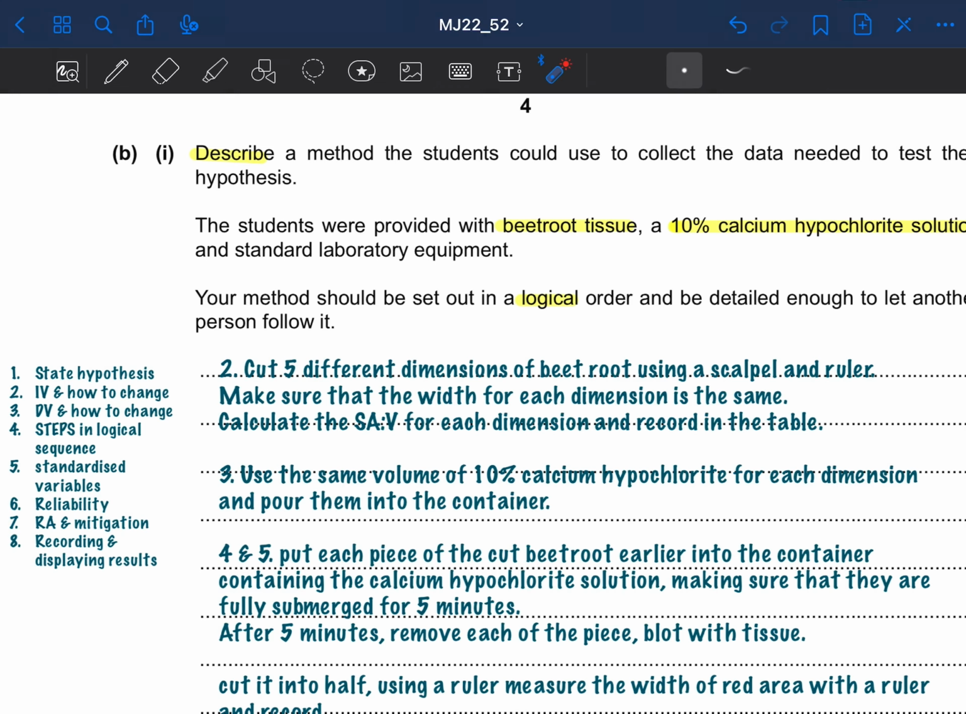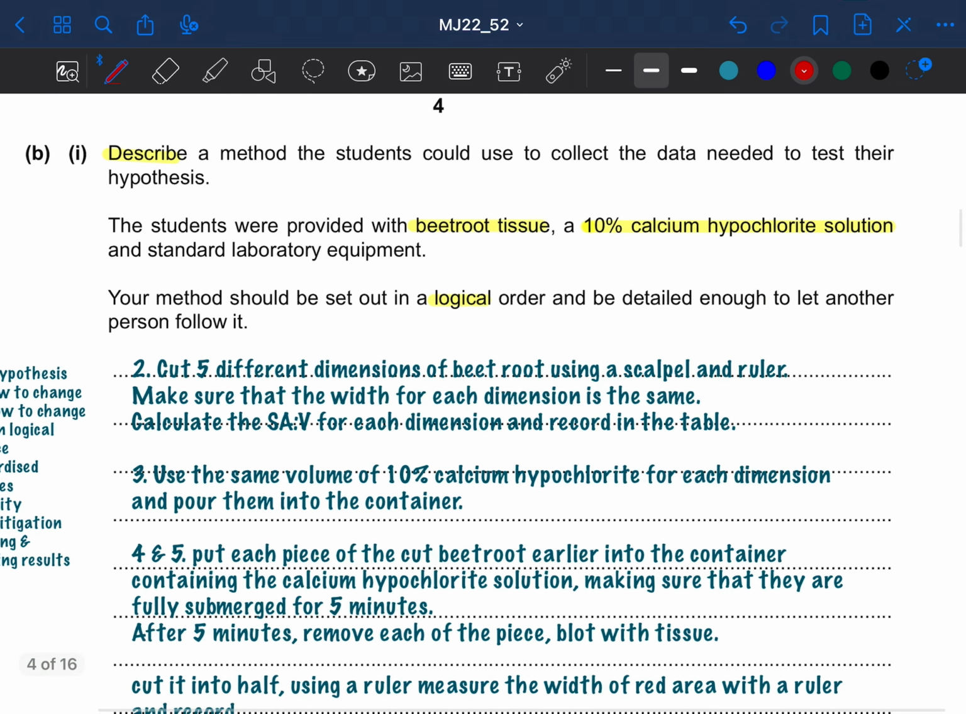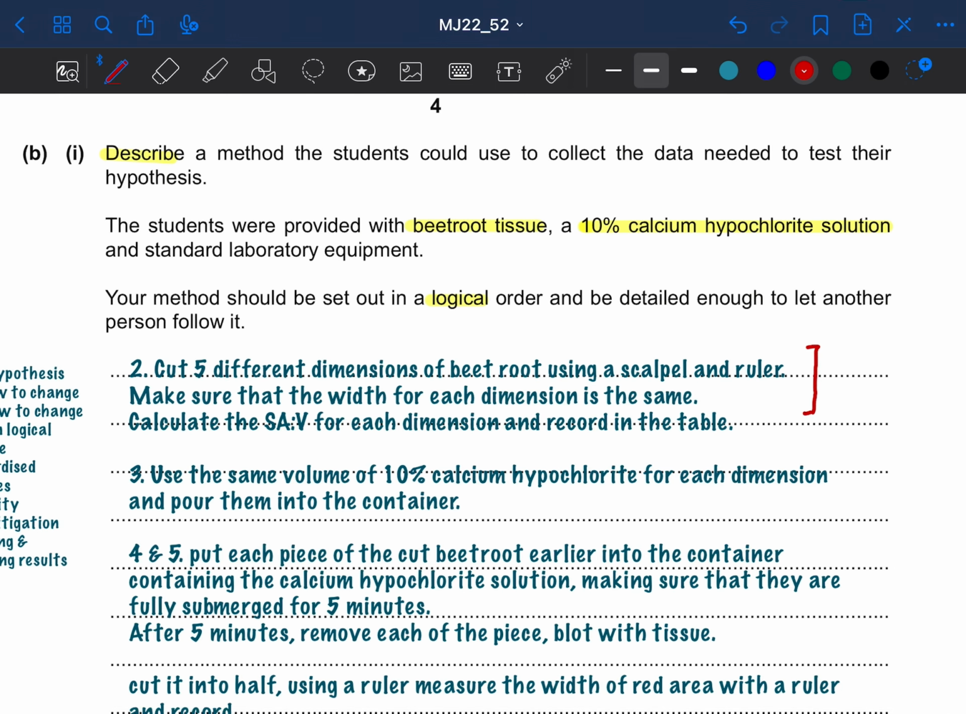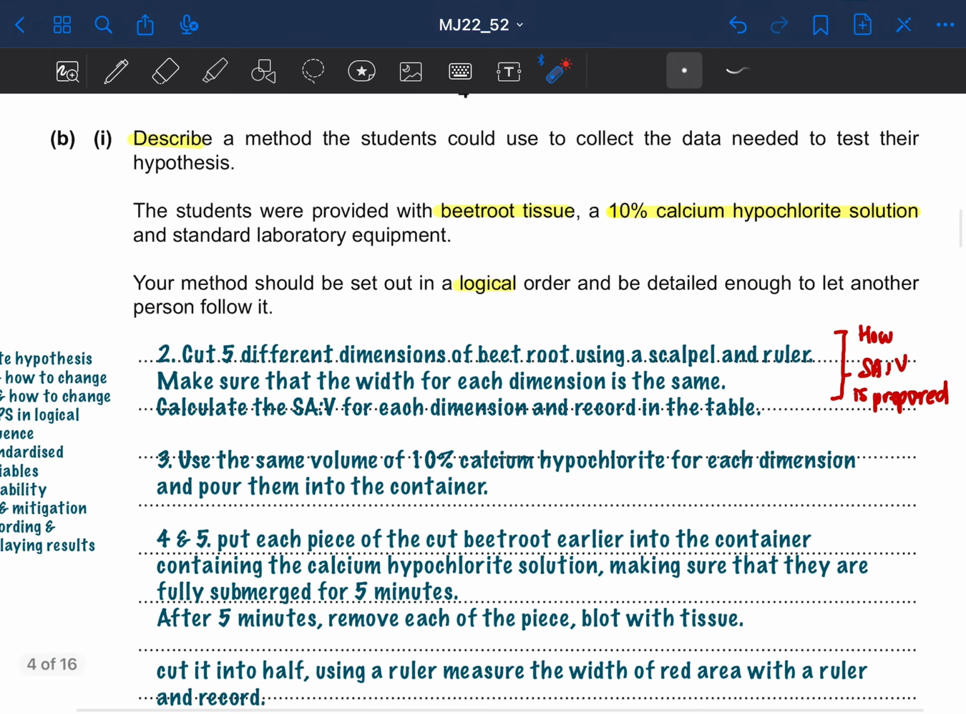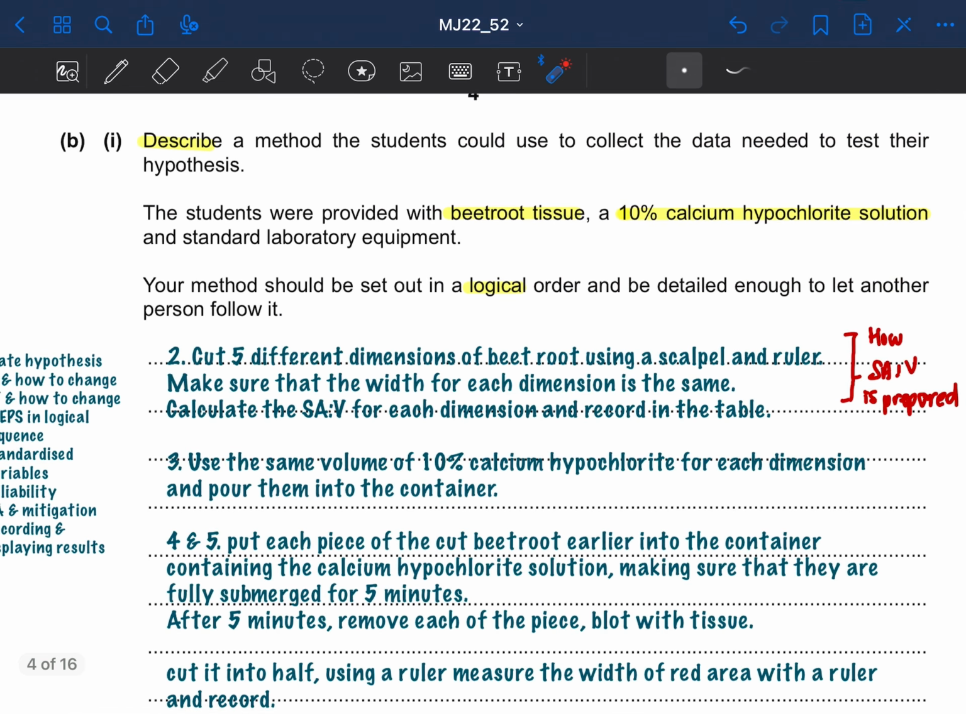Okay, so the independent variable, we know that it is surface area to volume ratio, right? So what we're going to be doing is describing how different surface area to volume ratios are prepared. Again, we have to be able to describe them in a logical way, detailed enough to let another person follow it. So what we can do is cut 5 different dimensions of the beetroot.